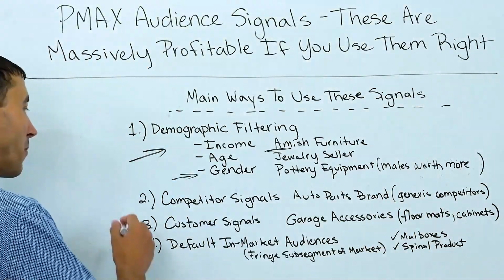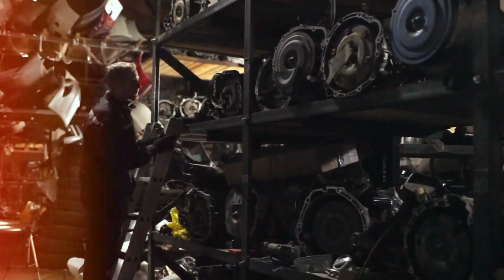Now, that's demographic filtering. We've got competitor signals now. We had an auto parts brand.